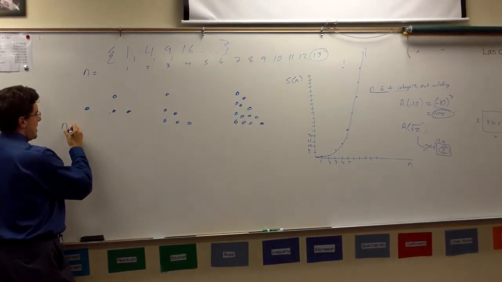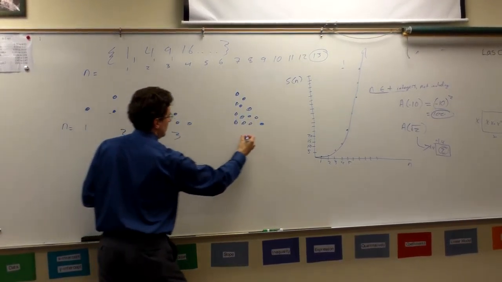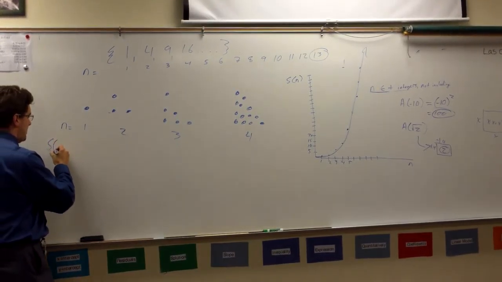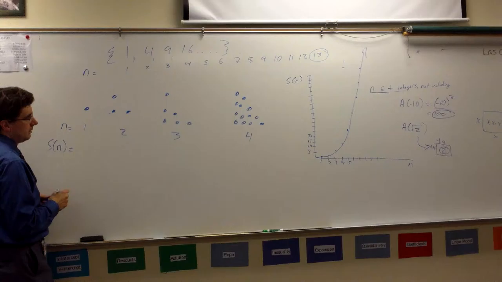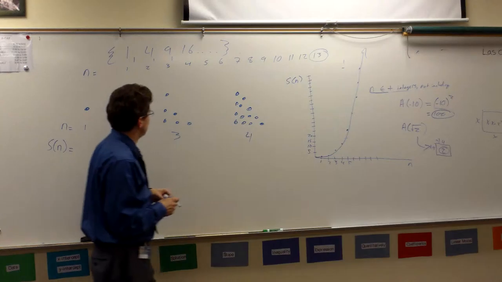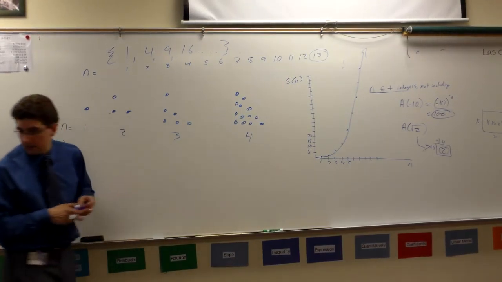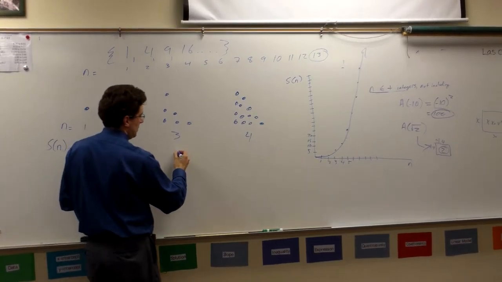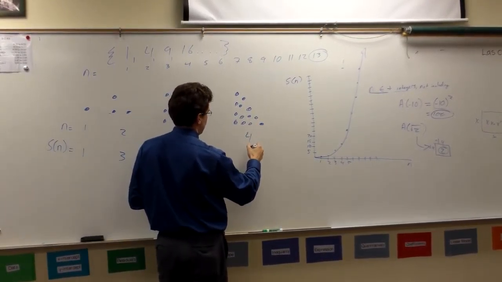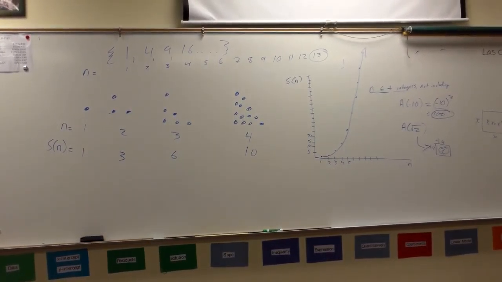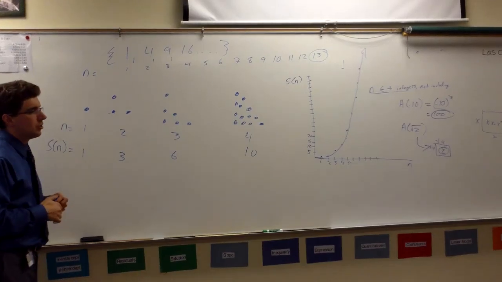So, n, 1, 2, 3, 4. S of n. There's 5. Oh, like on our chart, there's 5. Oh, do they go up to 5? Yeah. Oh, what do you know? Okay, well anyway, it's good enough. S of n, 1, 3, 6, what is that, 10? Wait, what is the difference? Oh, 1, 3, 6, 10. That's right.